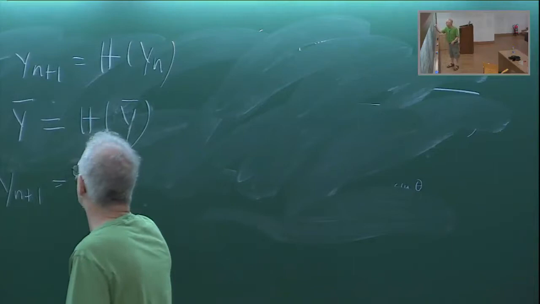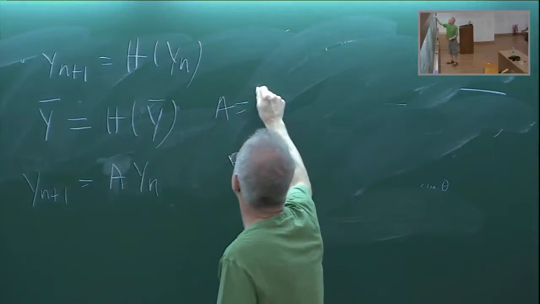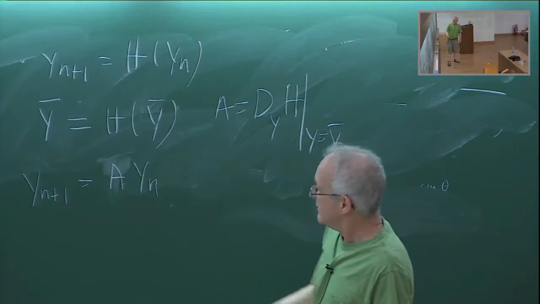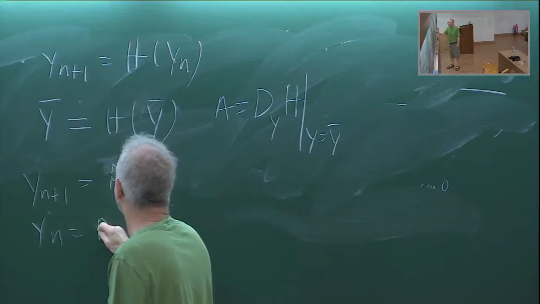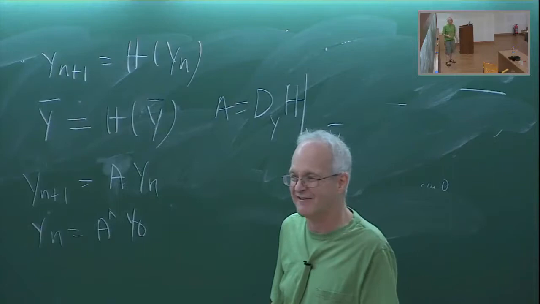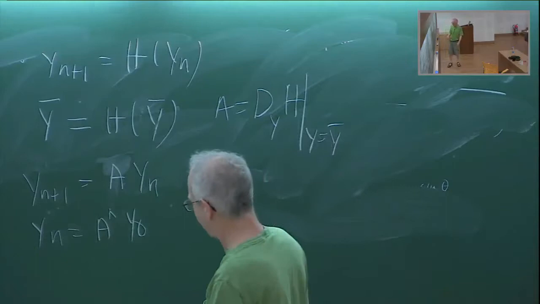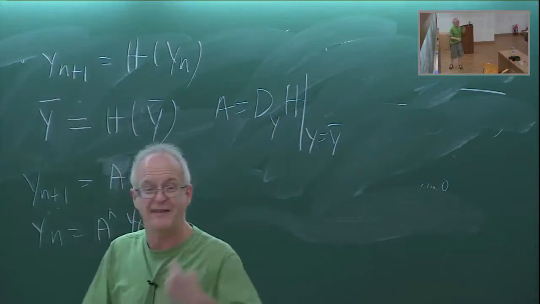Okay, where A is the derivative of H with respect to Y, evaluated at Y equals Y bar. So this is easy. We see that Yn equals A to the N, Y naught, right? You just get that by iterating over and over again. You don't have to integrate anything. It's just iteration. Okay? So the question is stability, you want A to the N goes to 0.